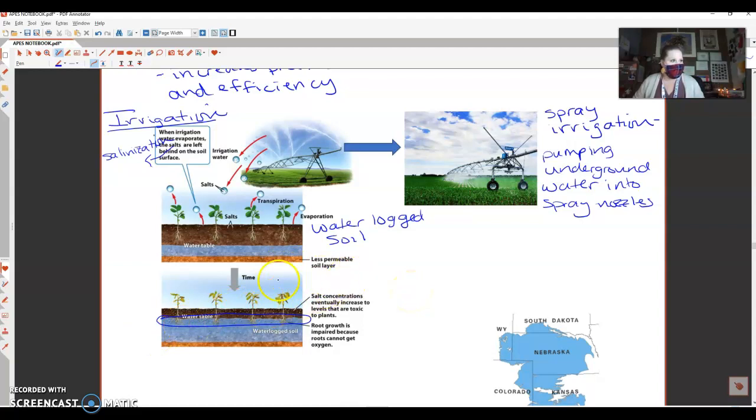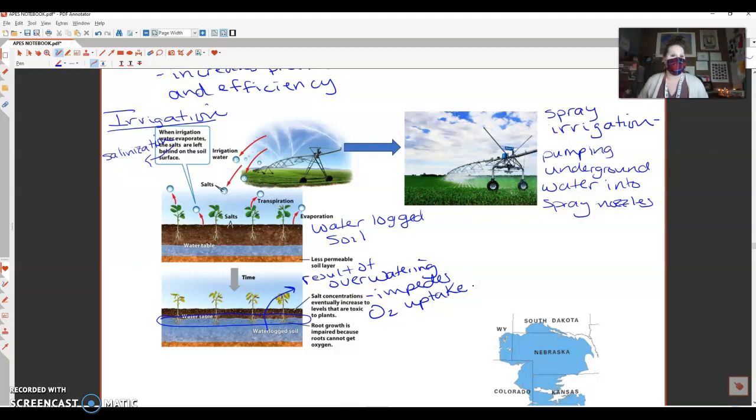So waterlogged soil, right here, waterlogged soil is a result of overwatering, okay? What it does is it impedes oxygen uptake, okay?